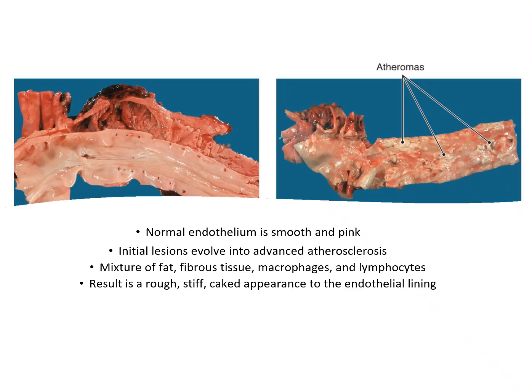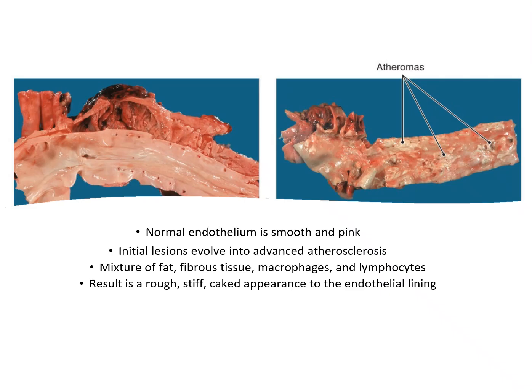Early lesions, such as fatty streaks, are relatively subtle and flat. Over time, these evolve into raised plaques, firm fibrotic lesions, sometimes calcified areas. This progression explains why atherosclerosis often develops silently over decades before symptoms appear. The end result is an endothelial surface that is rough, stiff, irregular, and described as having a caked appearance. This roughened surface disrupts blood flow, increases turbulence, promotes platelet adhesion and thrombosis, and reduces vessel elasticity.